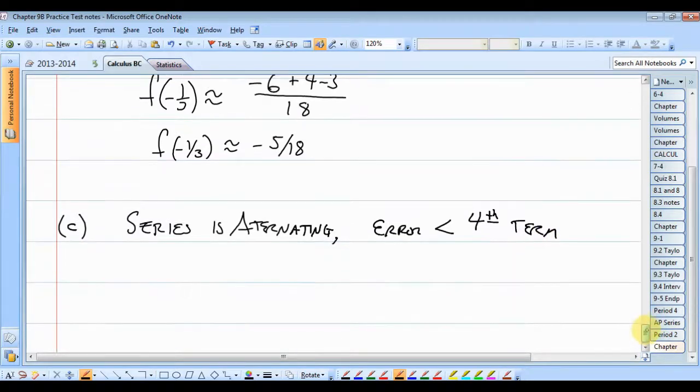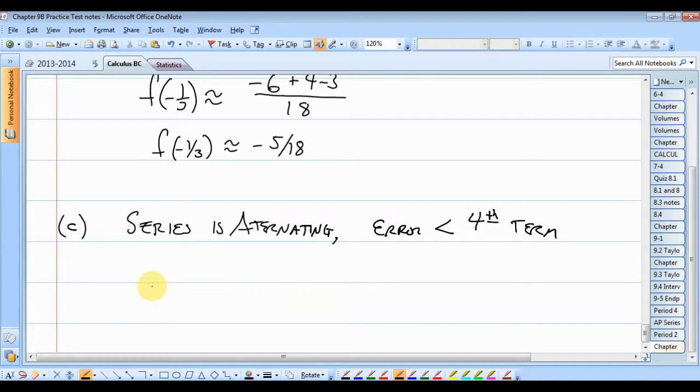How do you know when it's going to be less than the fourth term? Because it's alternating. Anytime it's alternating, it's always less than the fourth term? No. It's always less than the first unused term from the series, which is why we calculated it already. Yeah, we're not done yet.